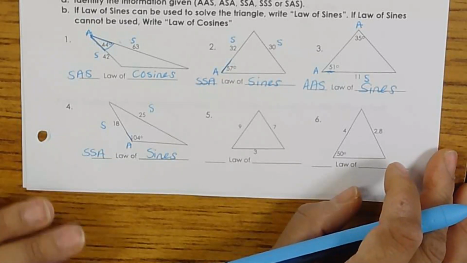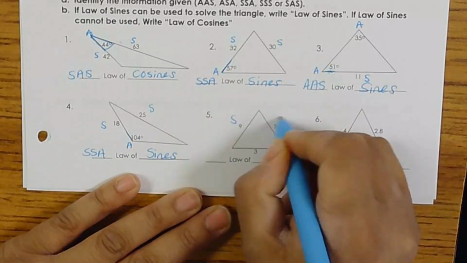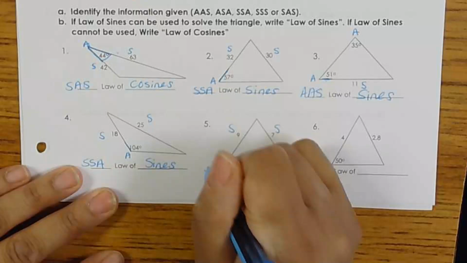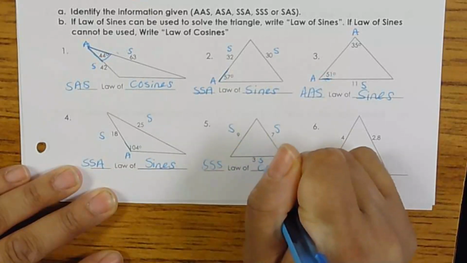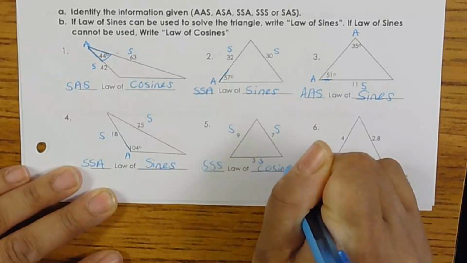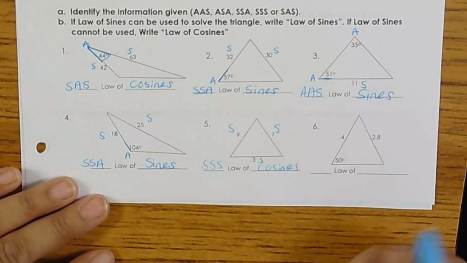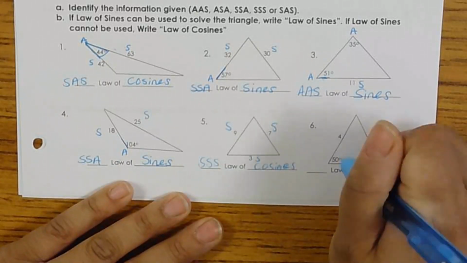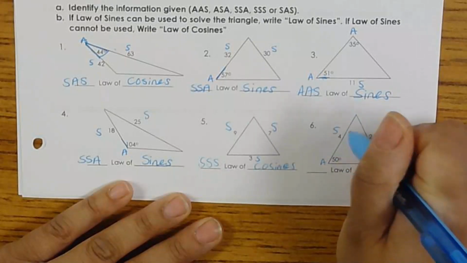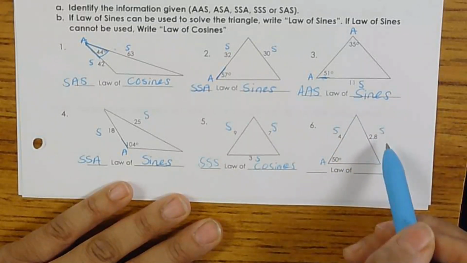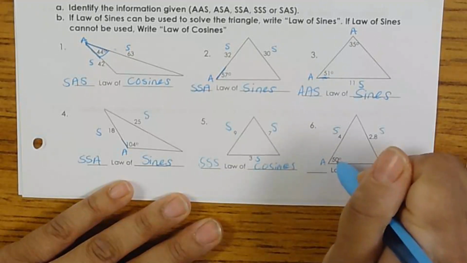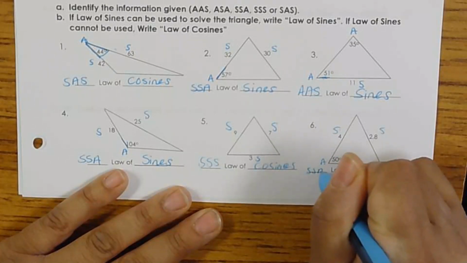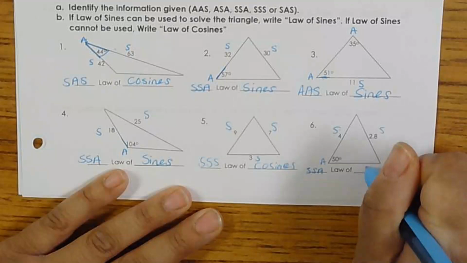Okay, and then a few more here. These just give us sides. These are kind of the easiest example, because when only sides are given, that's an SSS, which has to be law of cosines. We cannot use law of sines when we try to solve that triangle. All right, and finally the last one, we have an angle, a side, and another side. Again, same kind of scenario, where this angle is not included between the two sides. So this one would be SSA again, and this would still be law of sines.